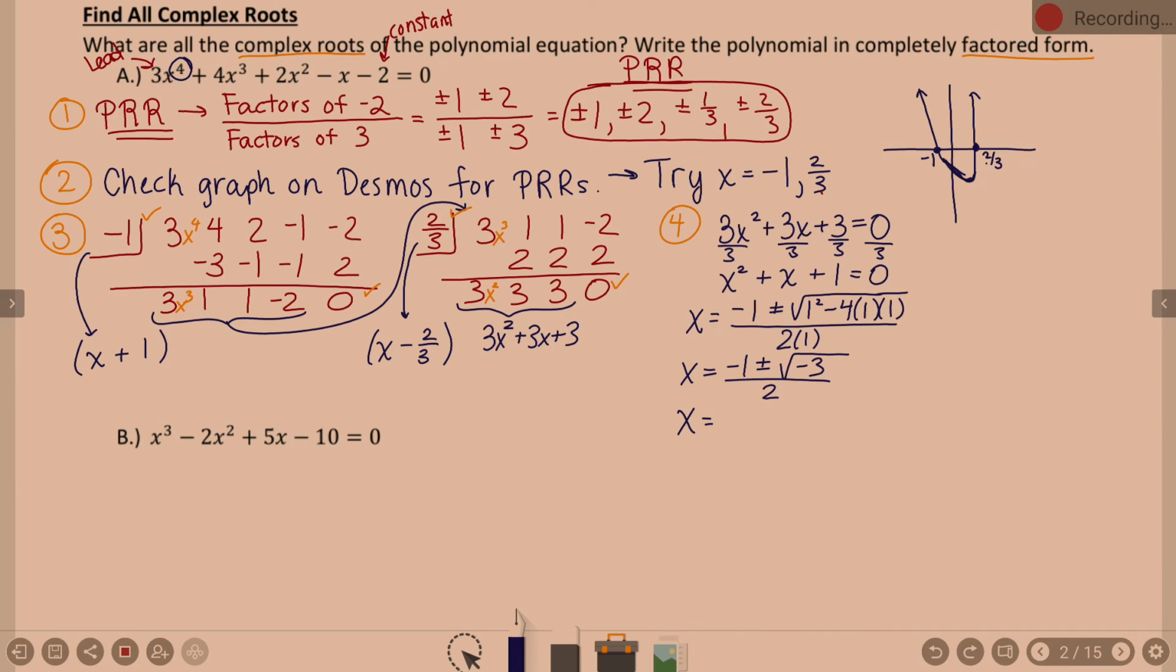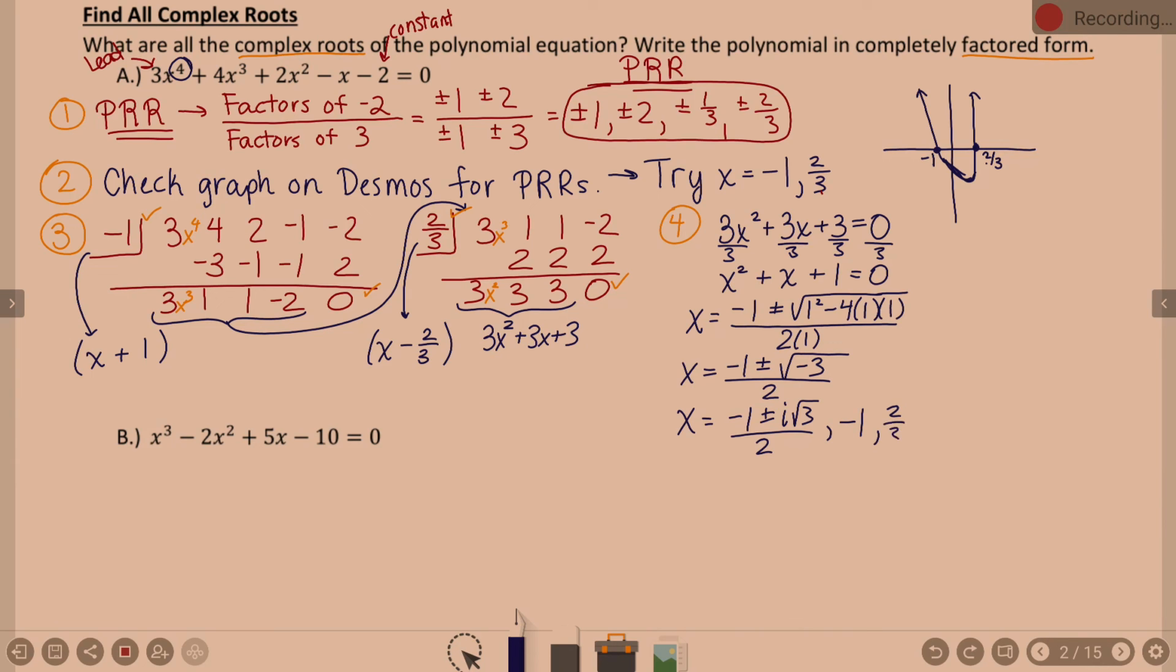Okay. Negative 1 plus or minus, what do you know about the square root of negative 3? It's i squared. Okay. The square root of negative 1 goes out front as an i. The 3 is going to stay under the square root. So negative 1 plus or minus i square root of 3, all over 2. Now, what does this represent right here? This represents two solutions, yes? What are my other solutions? X plus 1 and x minus 2/3. Well, okay, so the solutions, though, are the negative 1 and the 2/3.